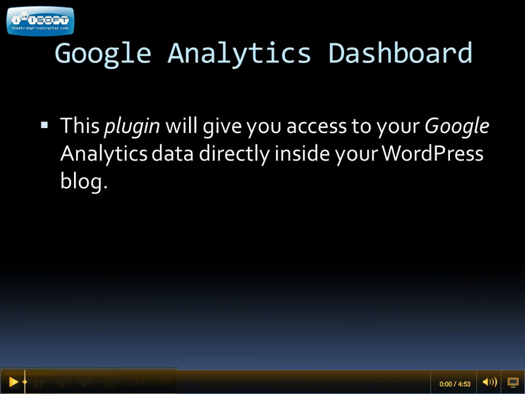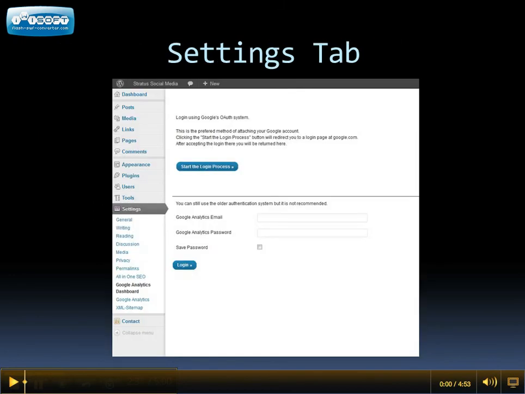Lastly, we're going to talk about the Google Analytics Dashboard plugin. Go to Plugins again, Add New, type in Google Analytics Dashboard and activate your plugin. This plugin will give you access to your Google Analytics data directly inside your WordPress blog. Now that you've installed all of your Google plugins, let's go to the Settings tab in the navigation menu over here and set up these plugins.